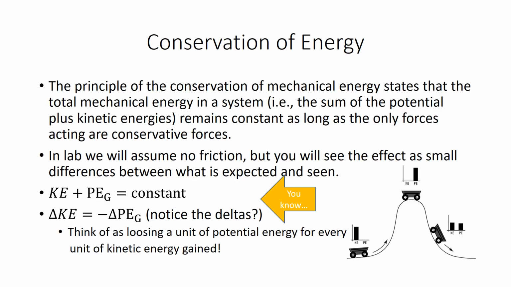And you can notice that as one goes up, the other goes down. So the thing I want you to take away from this is that the total is constant. That means if you call your zero potential energy where there is zero kinetic energy, then they will always add up to zero. If you have high potential where your kinetic is zero, then they will always add up to whatever the potential energy is.